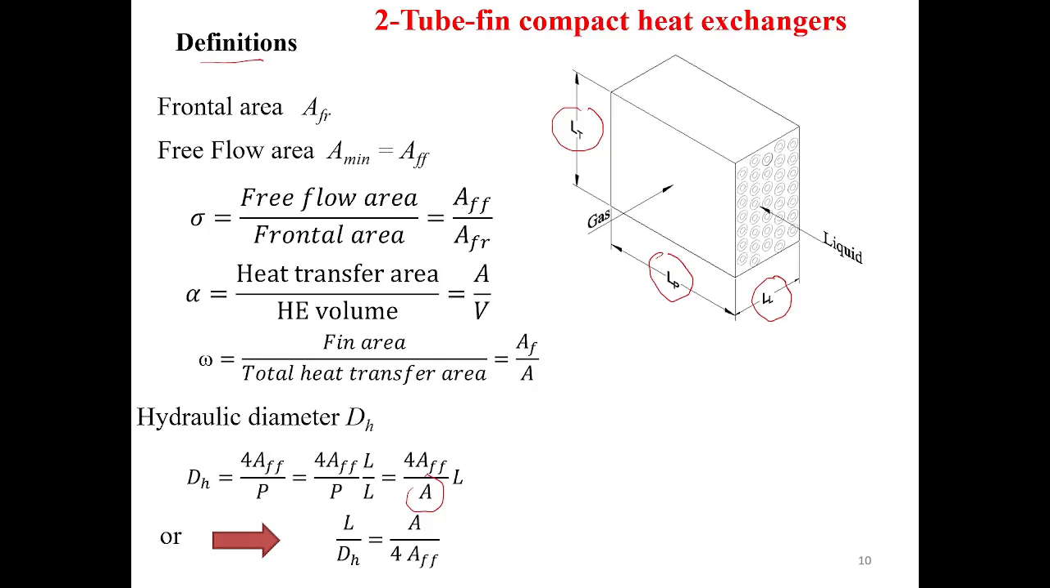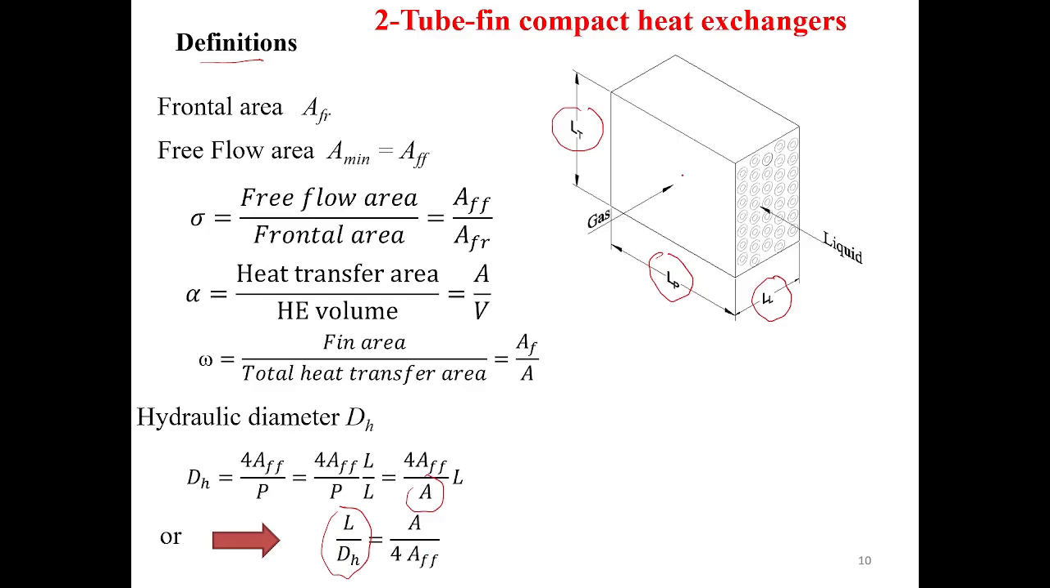If you take L divided by DH from this equation, then you get the ratio: the length of the gas side divided by the hydraulic diameter will be equal to the heat transfer area divided by 4 multiplied by AFF.